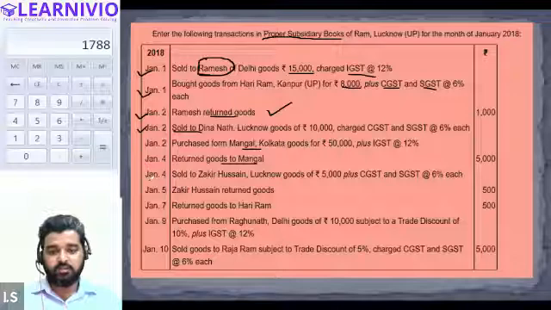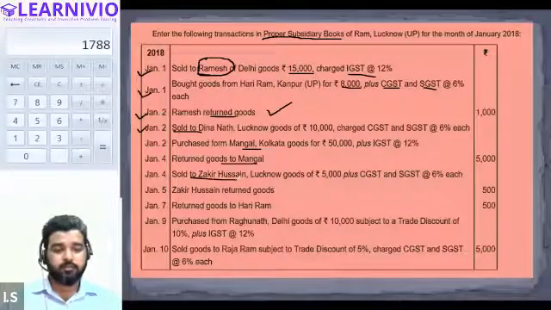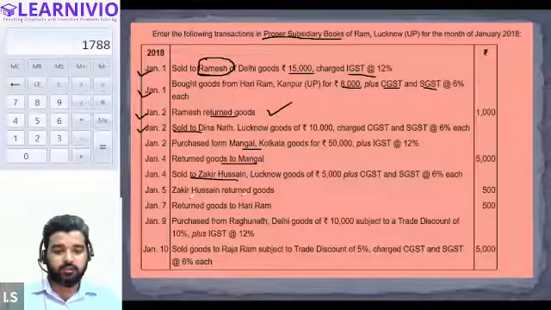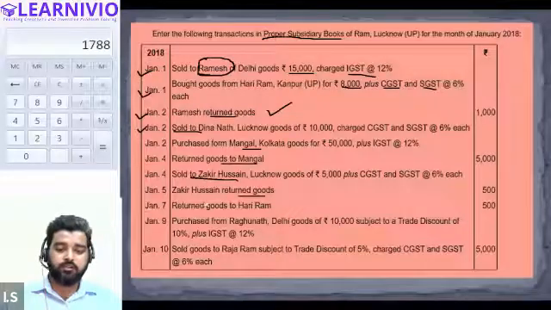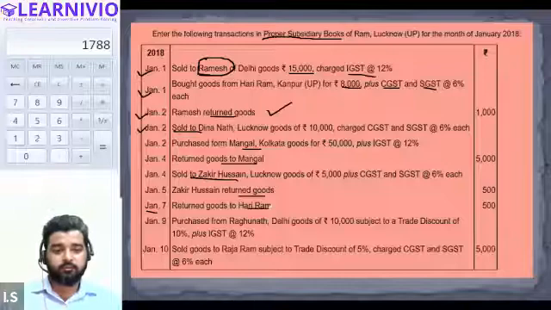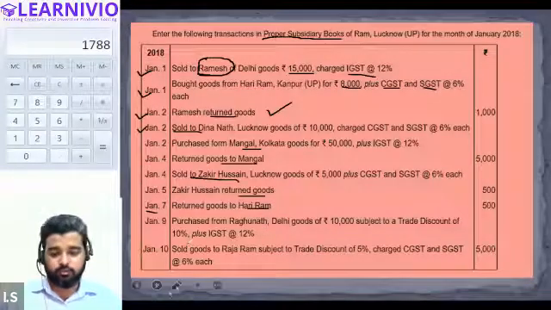And on January 4, sold to Zakir Hussain, Lucknow, so this will be recorded in the sales book. And Zakir Hussain returned goods, so this will be sales return. January 2nd, return goods to Hariram, so we have return outward. Yes, correct. All right, guys, so try to solve this question.